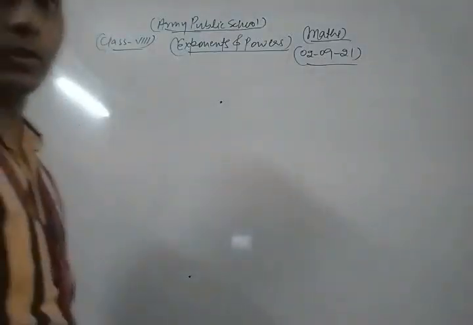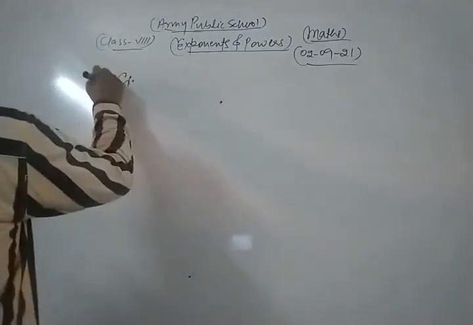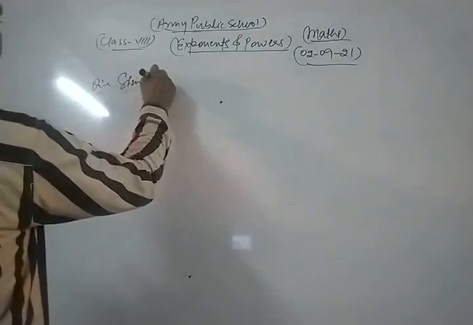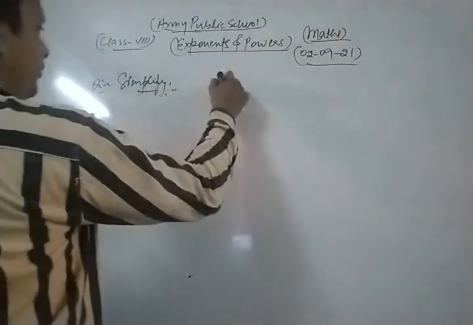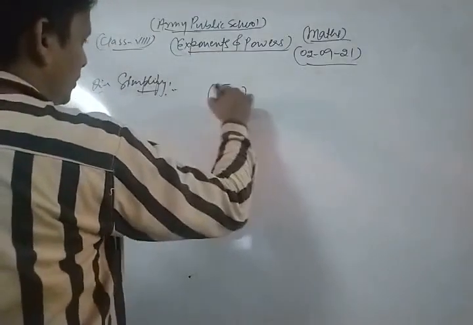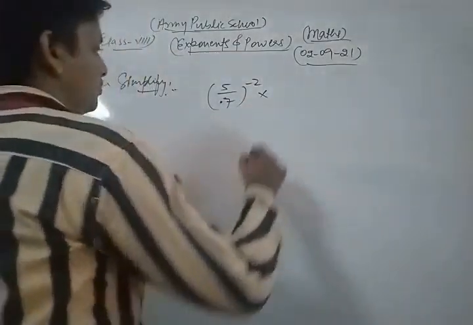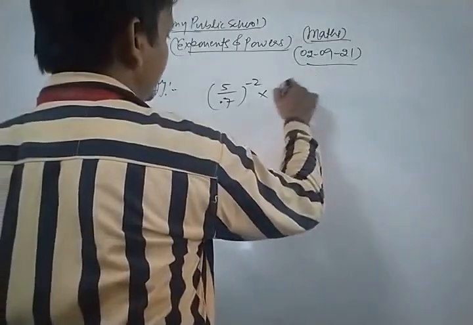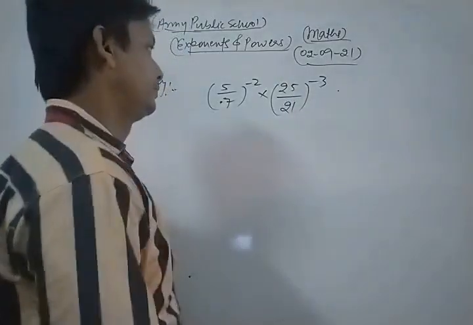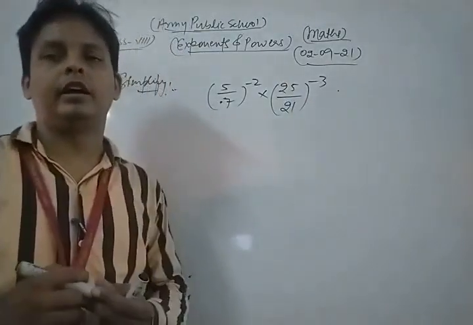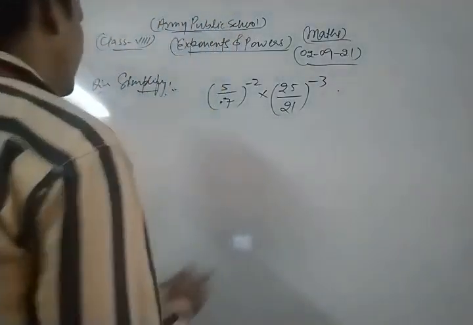Look, we take a very important concept. First of all, simplify (5 upon 7) to the whole power minus 2 into (25 upon 21) to the whole power minus 3. This is the question, and we are simplifying it. Let's see its solution.